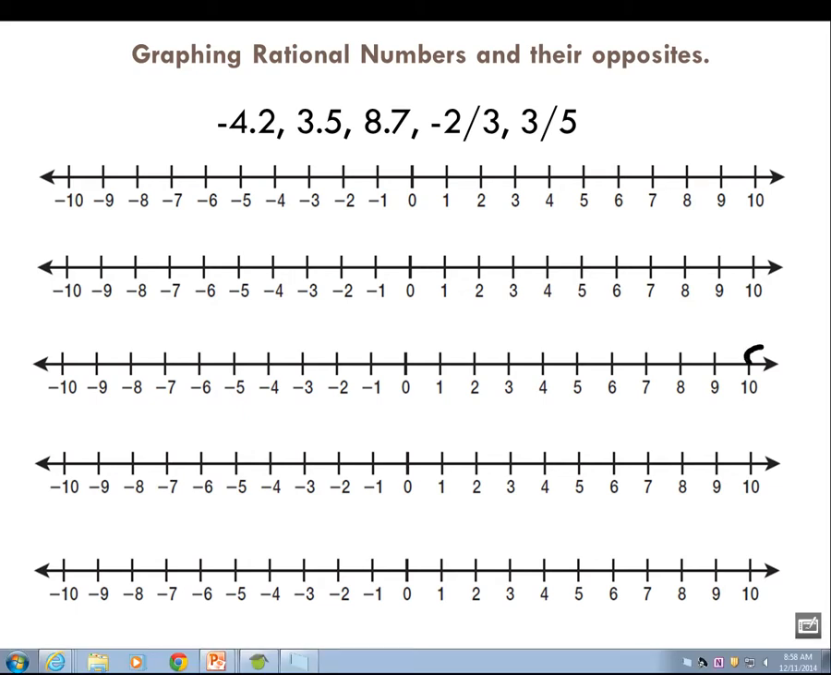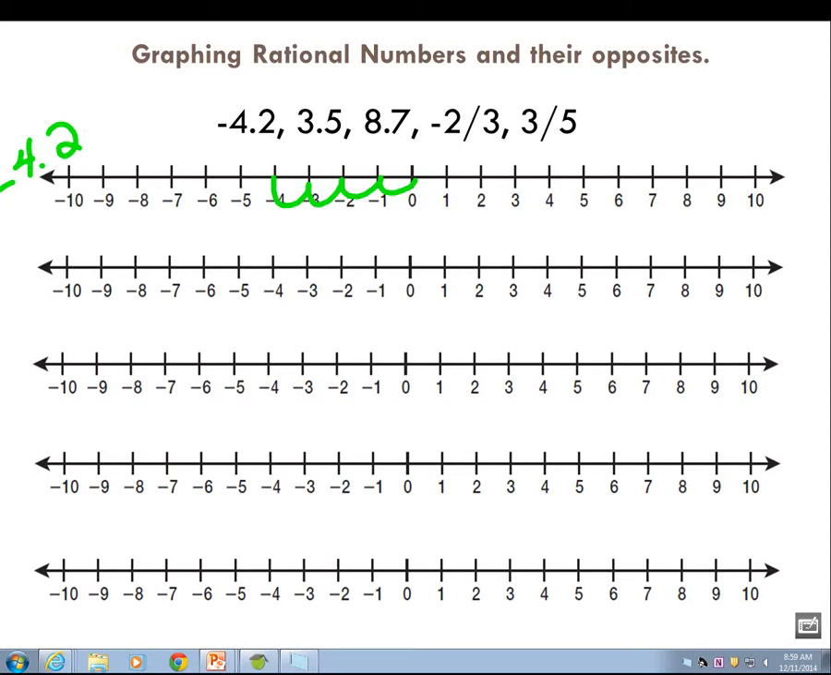Not beeping at me, it's weird sounding. So the first thing I'm going to do is I'm going to do this one. It's going to be 4.2, or negative 4.2, or opposite 4.2, and that's how I'd write it. So I'm going to go from 0, and I'm going to go 1, 2, 3, 4, and 4.2. How far toward negative 5 is 4.2?